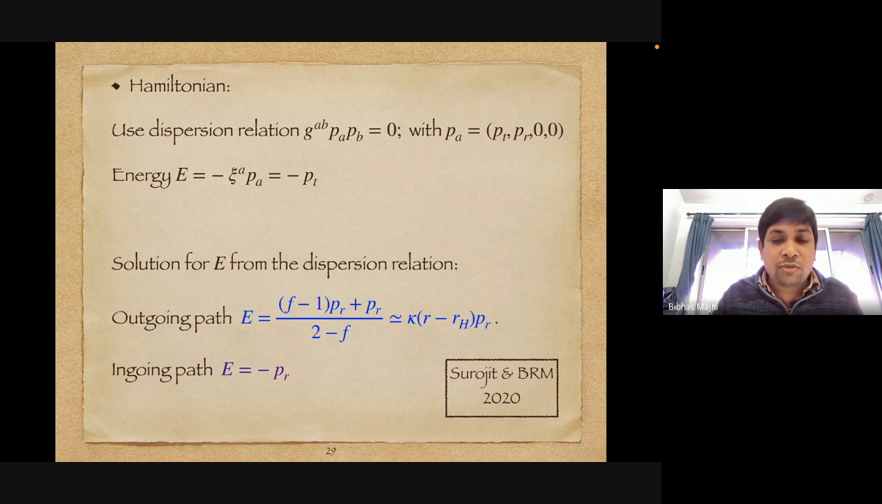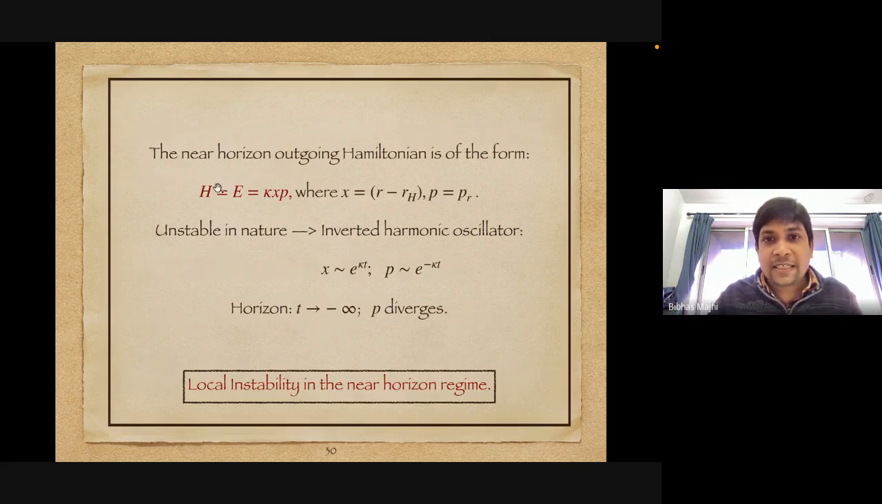An XP kind of Hamiltonian arises in various places in our physics, and in quantum mechanics people have looked at it very deeply. The nature it has is that it's an unstable Hamiltonian, in the sense that if you write down the equations of motion, which come out to be this, you see that the momentum near the horizon diverges, because here Eddington-Finkelstein time tends to minus infinity at your horizon, so the momentum is diverging. So it gives you a very unstable nature locally near the horizon. You can understand this instability of the Hamiltonian from this point of view. You can write it in a new canonical variable where this Hamiltonian looks like an inverted harmonic oscillator.